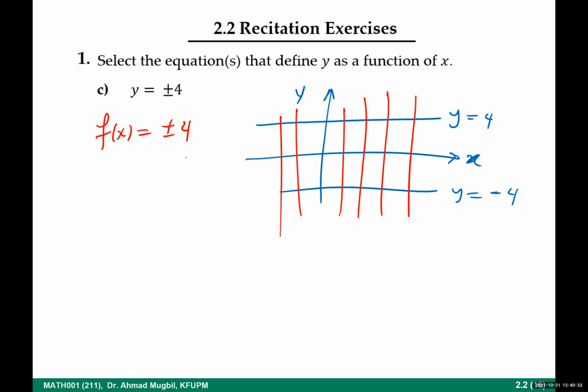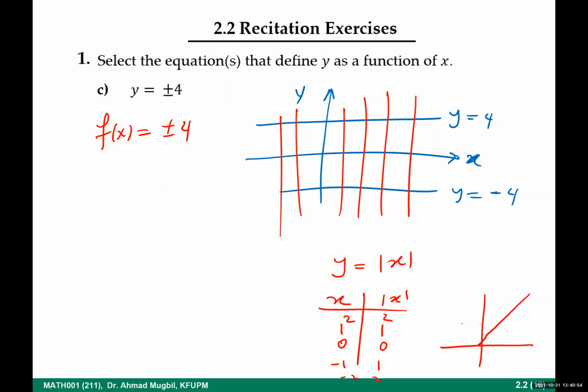We will see that. We did that, by the way, in 1.2, if you remember. Again, if you don't know how it looks like, what you should do? Make a table of what? Table of values. So you will make here x and here the absolute value of x. When x is 0, you will have 0. When it is 1, you will have 1. When it is negative 1, you will have 1. When it is 2, you will have 2. When it is negative 2, you will have 2. And it will be like this.